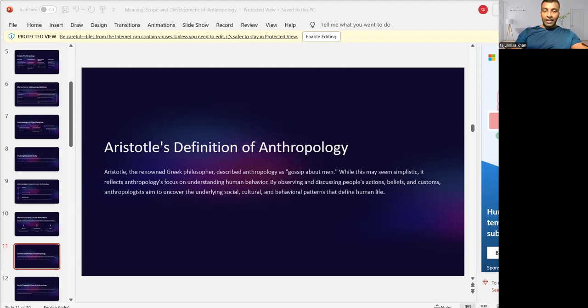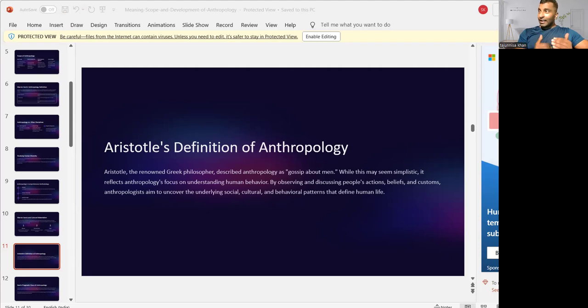Okay, so by observing and discussing the actions, beliefs, and customs of people, anthropologists aim to uncover the underlying structures that govern society. So, what the anthropologists do, they observe and discuss the actions which are done by humans, beliefs, the customs which they follow, right? And through these, they will try to understand the structures that govern the societies. So in this sense, anthropology is about more than just studying people. It's about interpreting social, cultural, and behavioral patterns that define human life.